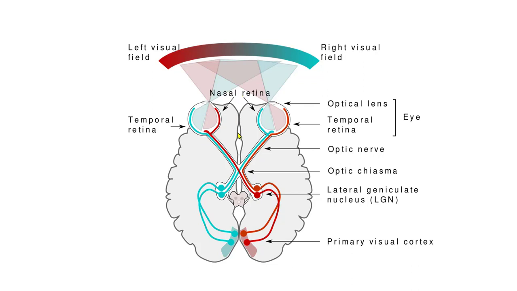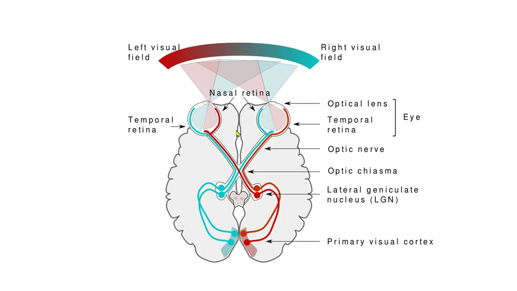So now let's have a look at which side of the visual field will travel to which part of the retina. Let us start with the left eye. Light from the left visual field will travel to the nasal retina, and light from the right visual field will travel to the temporal retina. Now looking at the right eye, we can see that light from the left visual field travels to the temporal retina, and light from the right visual field travels to the nasal retina.